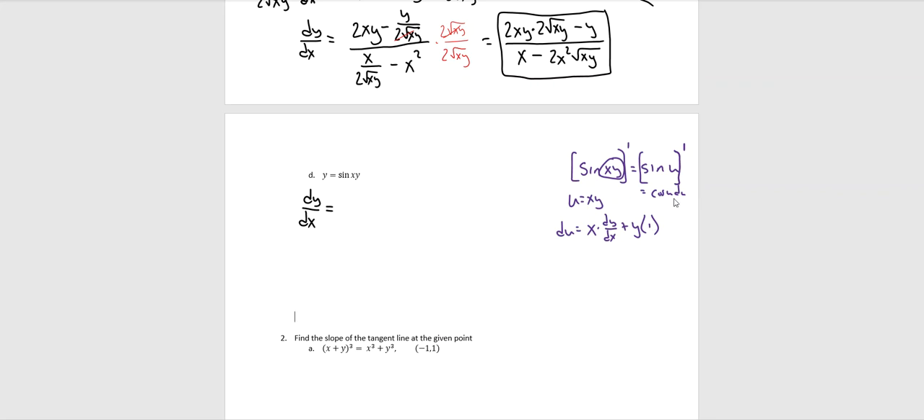All right, so the derivative of cosine u du, so we come back over here, the derivative of sine of xy. The derivative of sine is cosine. Leave the inside alone, and then multiply by the derivative of the inside.